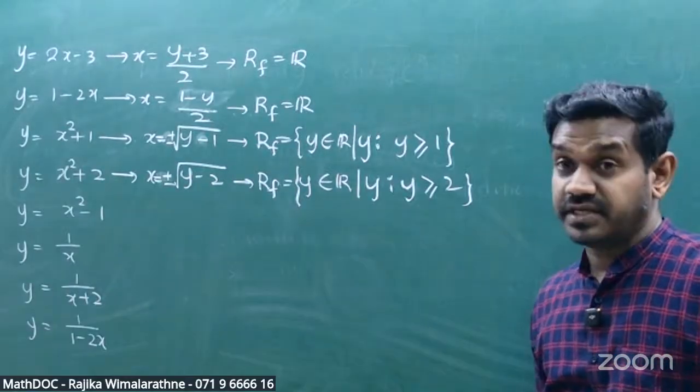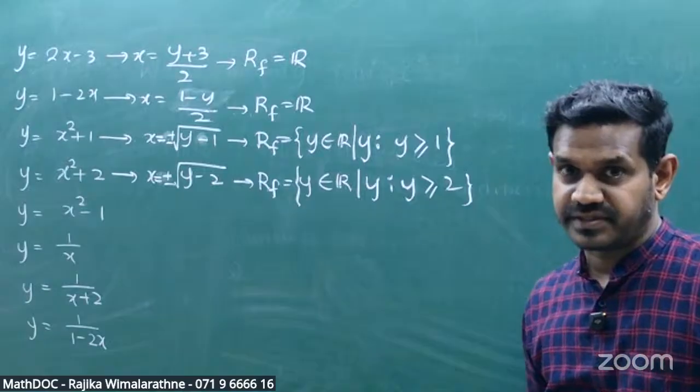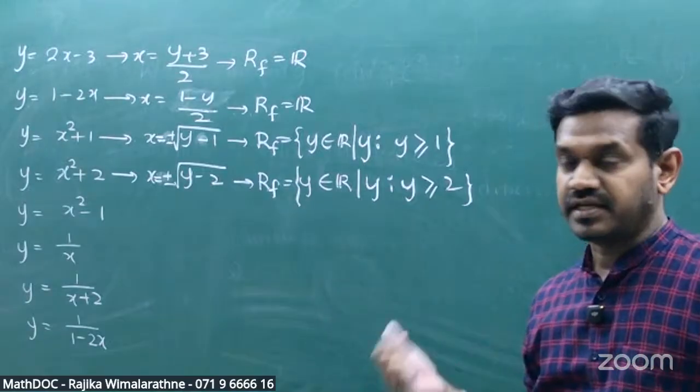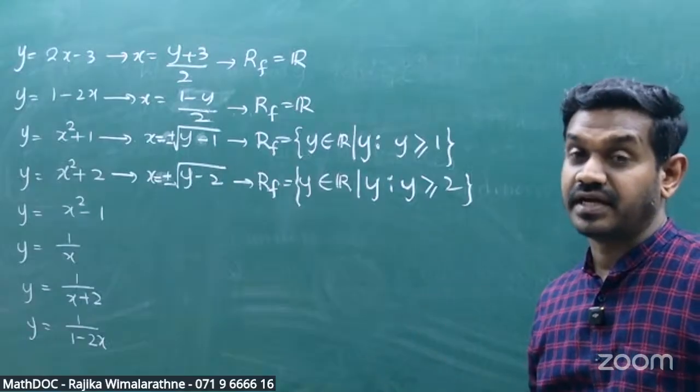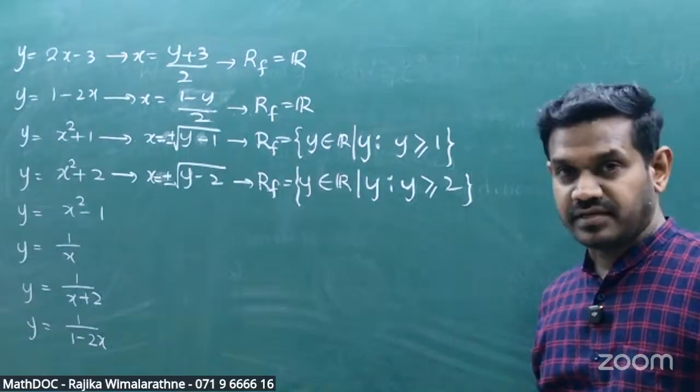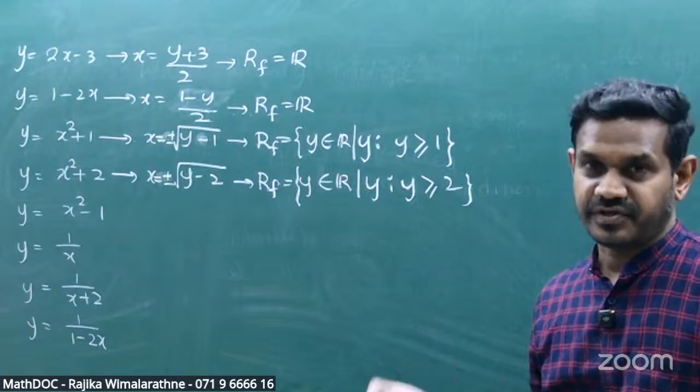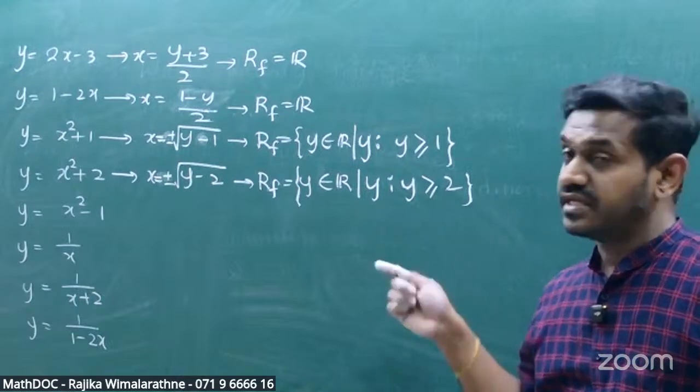First, you have to make x the subject. Then you have to think about the expression. If you have denominators, neglect denominator zeros. If you have a square root, within the square root, values must be non-negative. If we have logarithms, then within the logarithms, values must be positive. That's it. So at the beginning, you have to make x the subject.